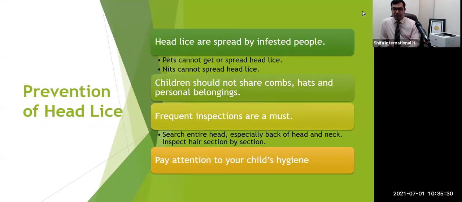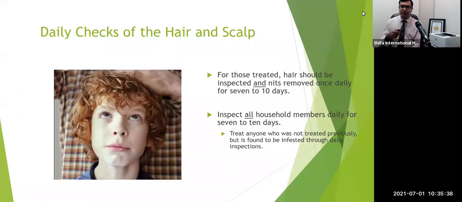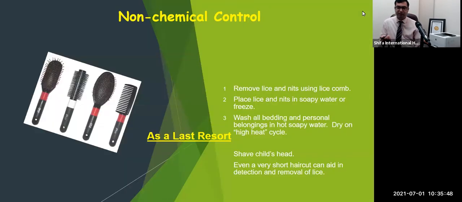And as you can see, frequent inspections are put on here as well, and personal belonging precautions. All the household members need a daily inspection to make sure it's not moving between them. And the reason I put this slide on is bedding: all the bedding and personal belongings in hot soapy water. We usually say 10 minutes is fine.